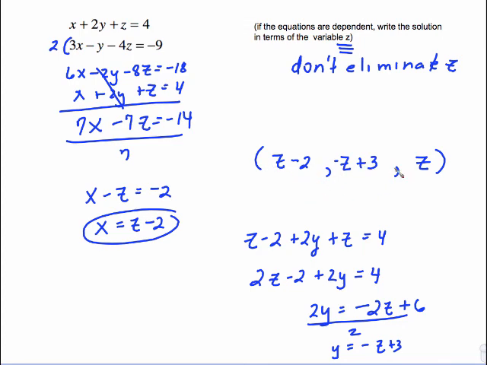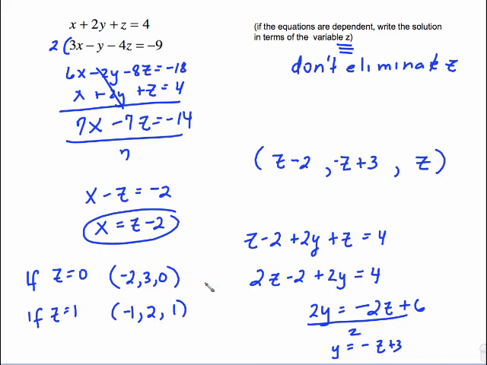That means these expressions will generate every single point that is a solution to this system. So let's pretend, let's say if z equals 0. If z equals 0, 0 minus 2 is negative 2. 0 plus 3 is 3. And of course, put 0 in for z, we get this. So negative 2, 3, 0 is a point that is a solution to this system. If z equals 1, if I put 1 in here, 1 minus 2 is negative 1. Negative 1 plus 3 is 2. And of course, z is 1. Those are just 2 of the points that are the solutions to this system.